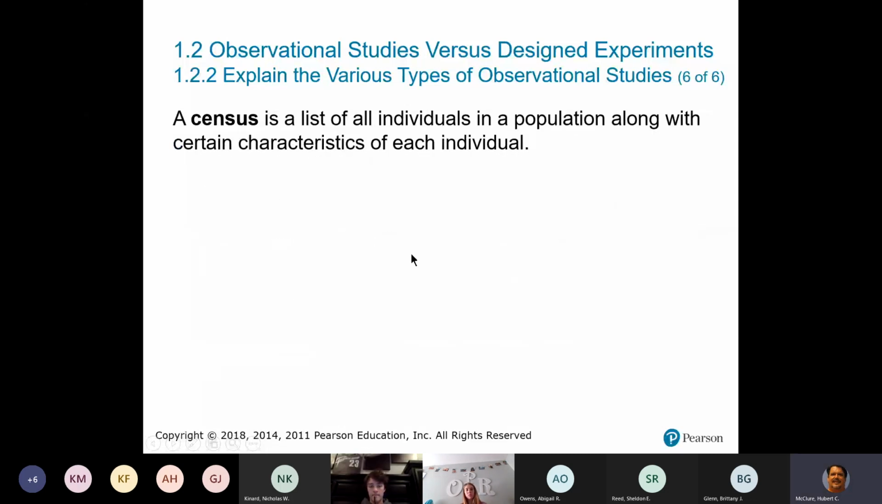Make sure you know what a census is. I'm not going to spend a lot of time on census because I know in 12 years of school, you know what a census is. Census comes from the word centus, which means 100. I don't know why they do it every 10 years, but it means 100. So it's every 10 years.